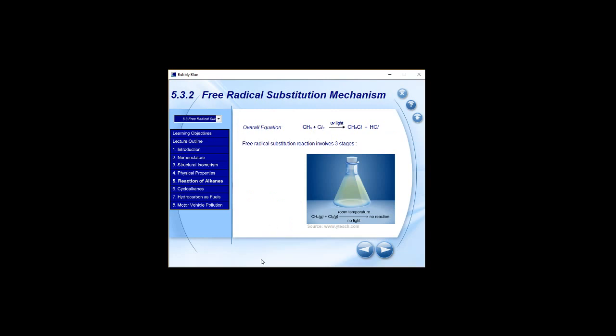When methane and chlorine gas are mixed in the dark, they do not react. However, when this mixture is exposed to ultraviolet radiation, a violent reaction starts. This reaction, called free radical substitution, proceeds via three successive steps called initiation, propagation, and termination.